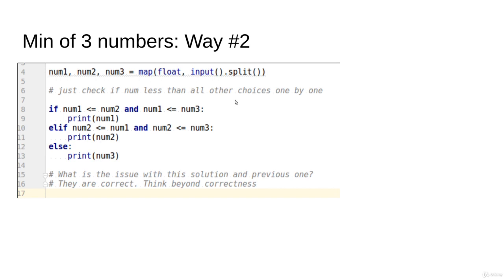Now, there is an issue with this solution and the previous one. They are correct, so it is not an issue about correctness. Think beyond that. Give yourself a chance to think about it. What would happen if we have 10 numbers, not just 3? For example, in this solution, which will be a bit easier than the previous one, you will need 10 if conditions. In every if condition, you will have to do a comparison between a number and the other 9 numbers, which is a big hassle. So the question here, how to make your code much easier if you have 10 numbers, for example?